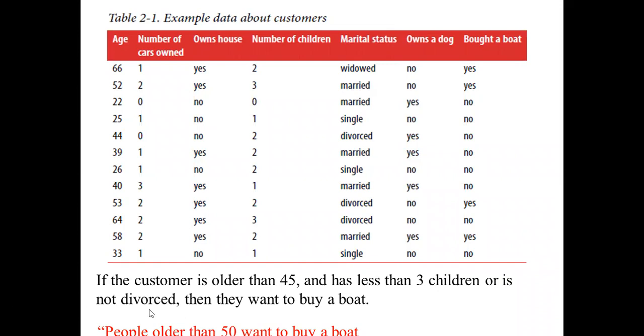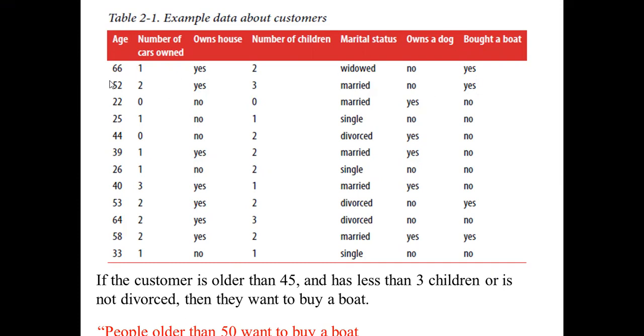Now the next rule is: people older than 50 want to buy a boat. If I'm talking about older than 50, yes, 66 has one. The main difference is that the first is a complex formula and the next one is much easier. So we want to say that if complexity is more, generalization will be there, and if complexity is less, overfitting might occur.